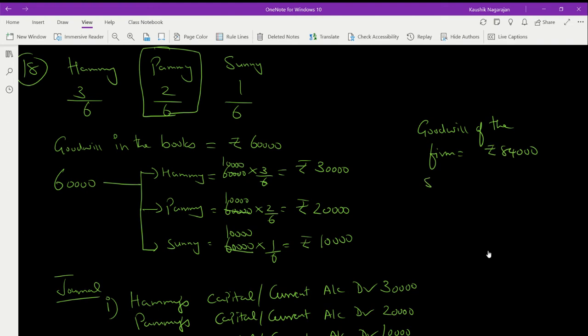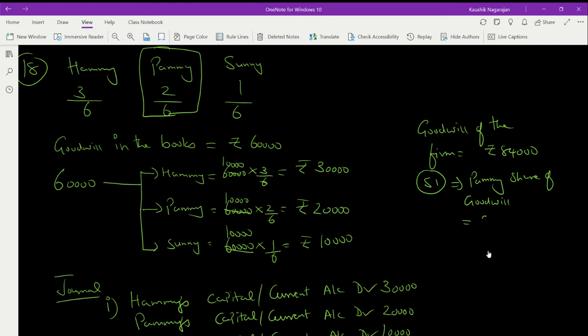So in this, what's our step? First step one is your retiring partner's share. So that means Pammy's share of goodwill. You need to find out. So Pammy's share of goodwill, how will you find out?